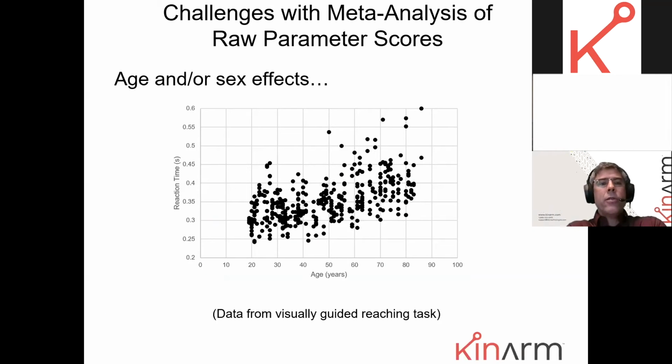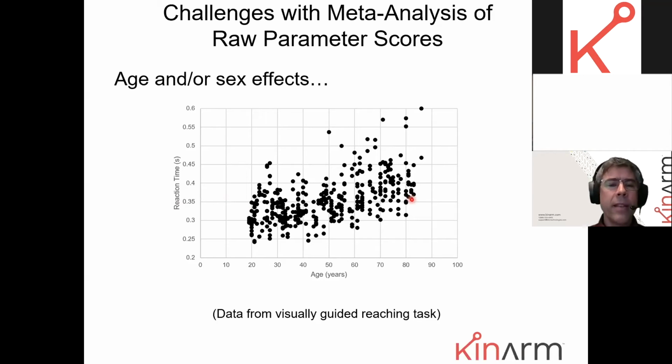If you're going to analyze group data, so you're going to do this meta-analysis, there are a number of challenges that you need to be aware of. And the first challenge is that there are age and or sex effects. So in this slide, I've plotted reaction time versus age. This is from the visually guided reaching task. This is all healthy controls. And what's important is look at people with reaction times of 350 milliseconds. If I'm 20 years old, that means I'm actually pretty slow. If I'm 80 years old, that means I'm pretty fast.